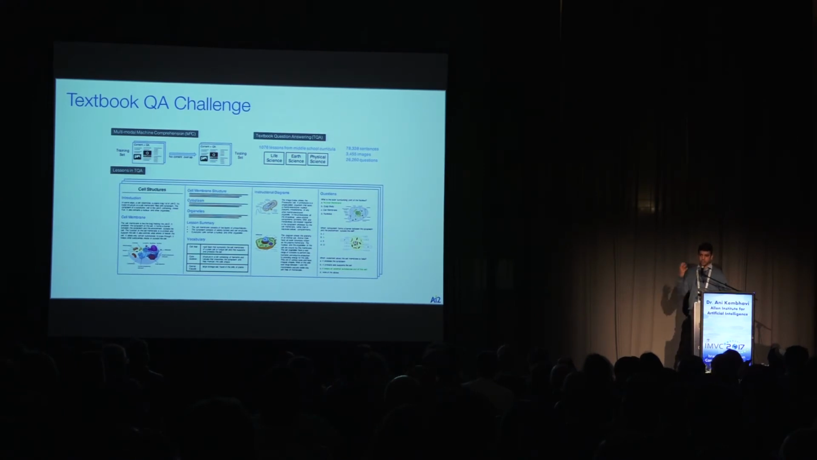So to make it a much more compact, closed world task, we propose the task of textbook QA. So we have 1,000 topics, all from middle school science, earth science, physical science, life science. Each one has a bunch of text, bunch of diagrams. Some of them are natural images as well. And then we have questions in text and diagram form. And so this is the task that we call multimodal machine comprehension.